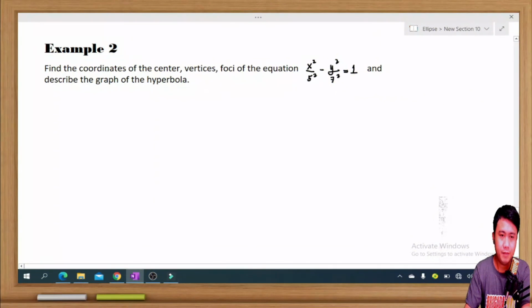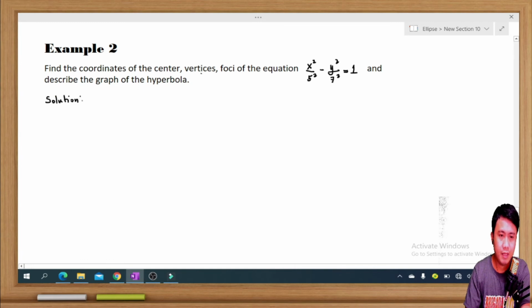Okay, so for example dito sa example number 2 na sa module ninyo, okay, find the coordinates of the center, vertices, foci of the equation x squared over 5 squared minus y squared over 7 squared is equal to 1, and describe the graph of the hyperbola. Yan. Okay, so anong pinakaunang gagawin natin?